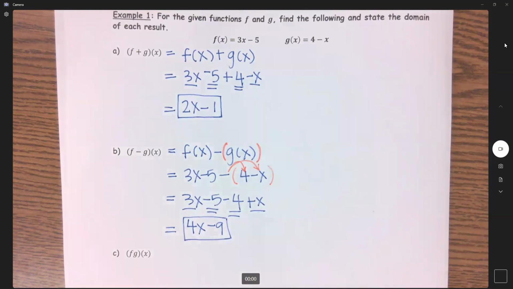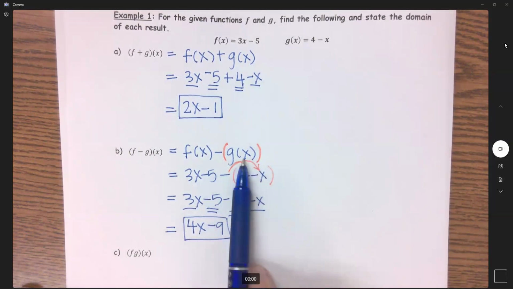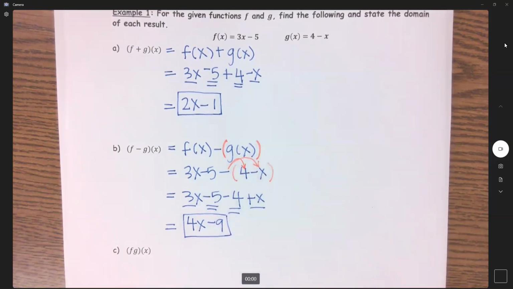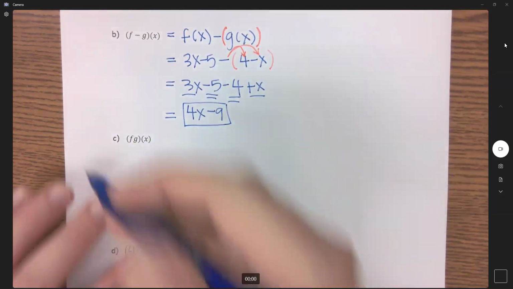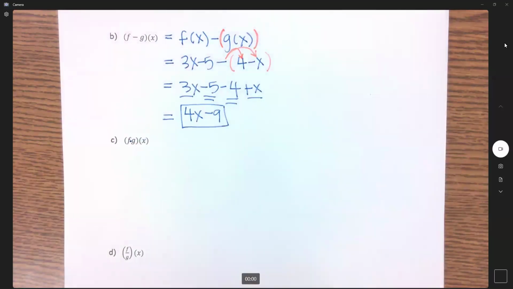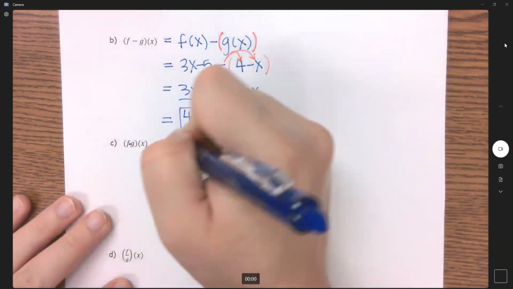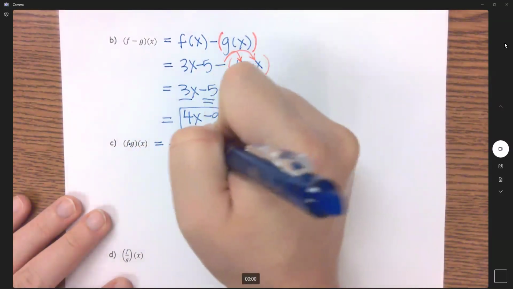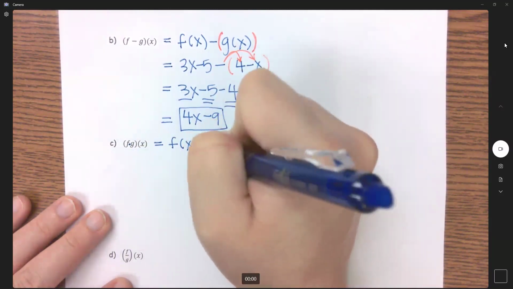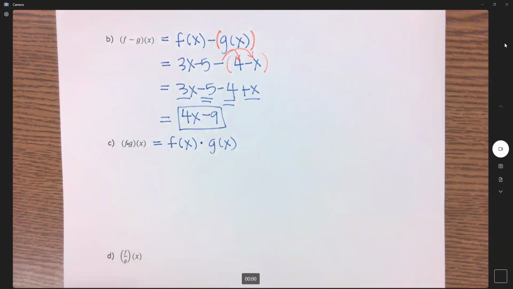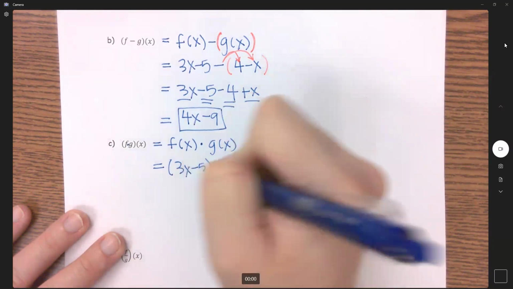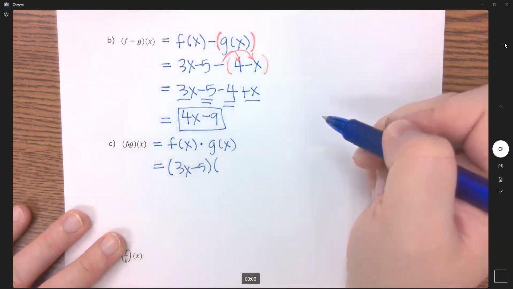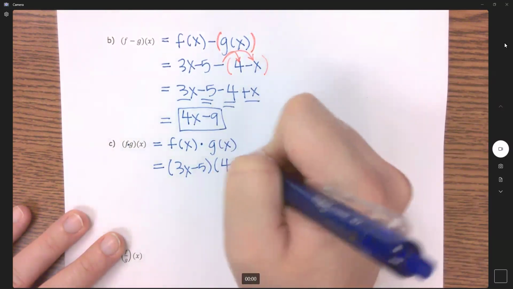Make a note somewhere, star it, highlight it, something. When we subtract, that needs to go in parentheses. That's the biggest mistake with me. So now C is fg of x. Sometimes you'll see a dot in between, but we know if two things are together, that operation is multiplication. So this is f of x times g of x. So my f of x is 3x minus 5, that's going in parentheses, and my g of x is 4 minus x.